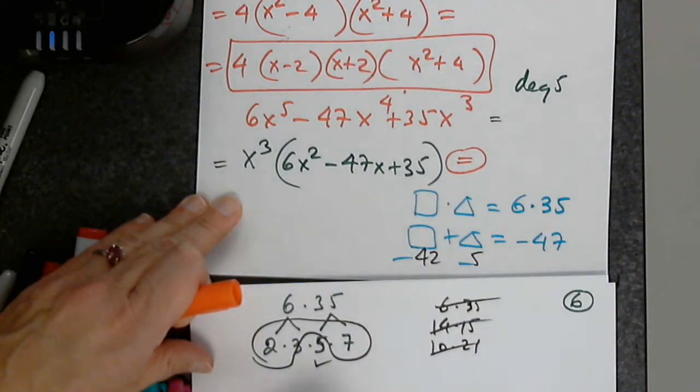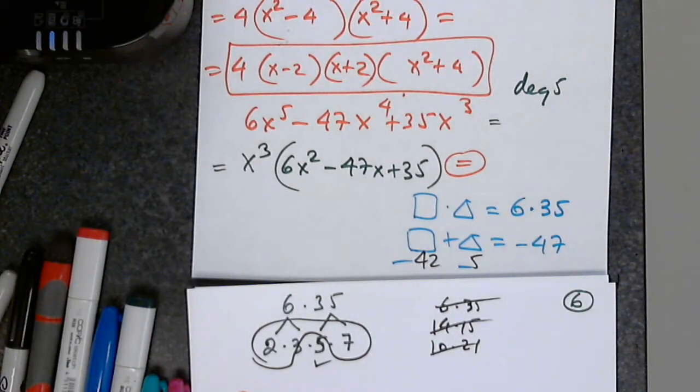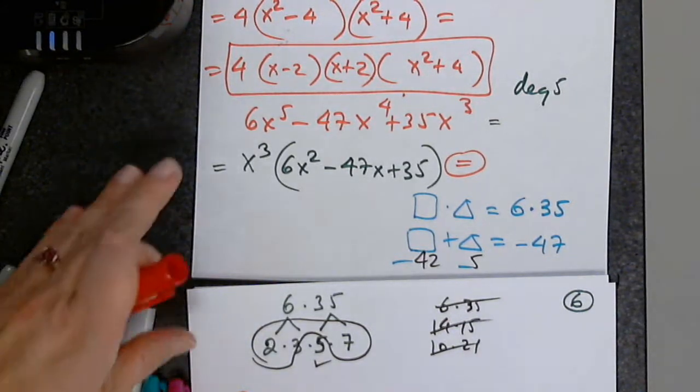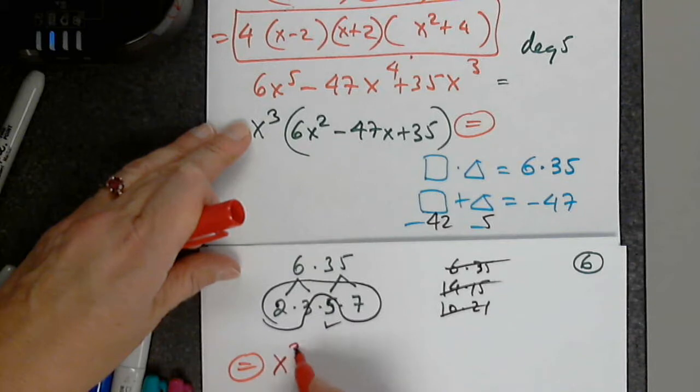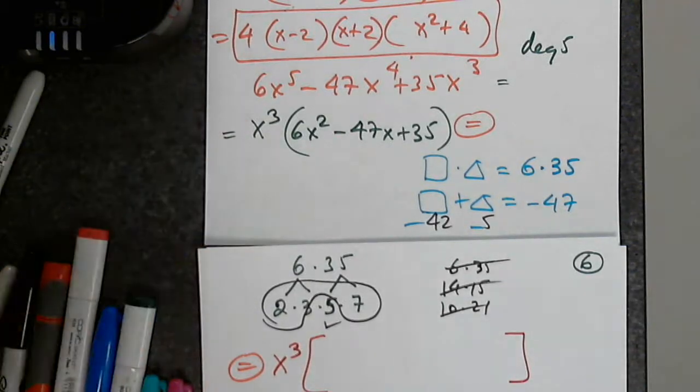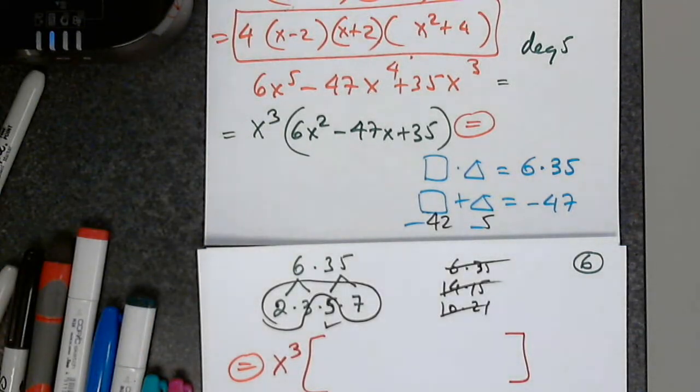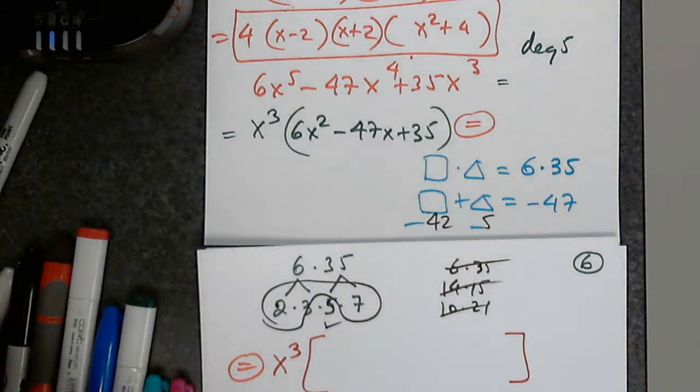So let's go back. What will I write? Of course, x cubed has to be there. It's waiting for me outside patiently. But now I have to rearrange what I have in parentheses. So what do I have there?